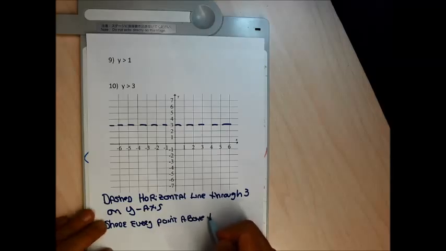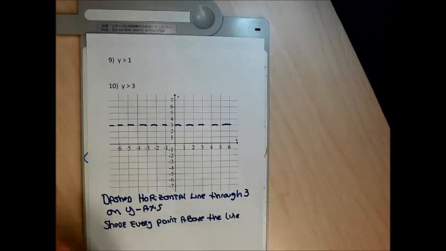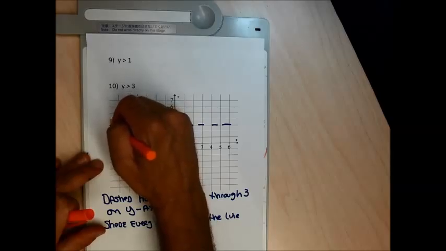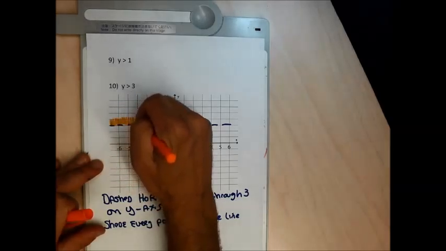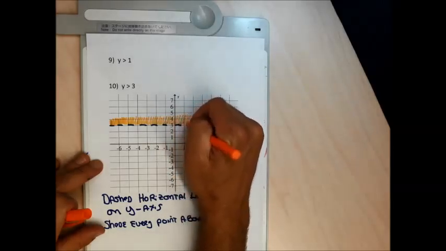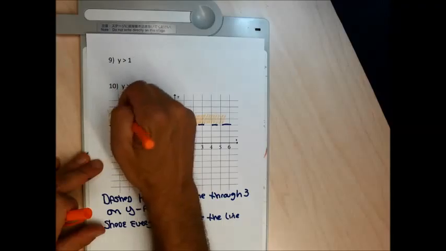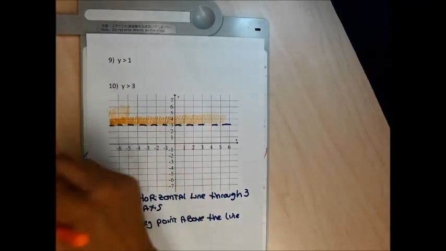And that's going to be the case for any y greater than problem. I'm going to start off drawing a horizontal line, and then I'm going to shade up. The reason I'm going to shade up is because every point that has a y coordinate bigger than a certain number is above it, because the point numbers on the y-axis get higher as you get higher.